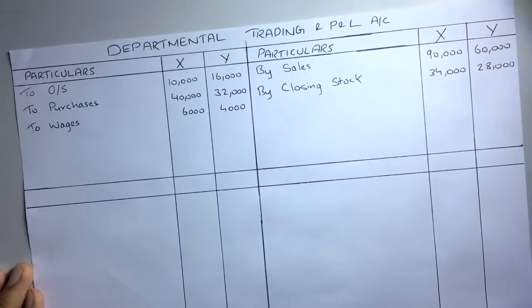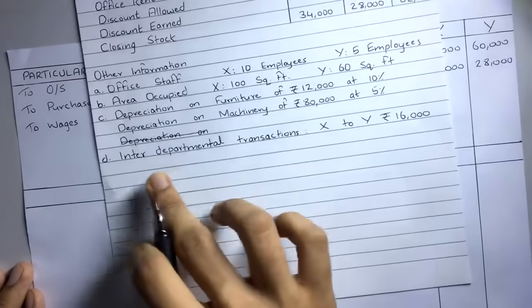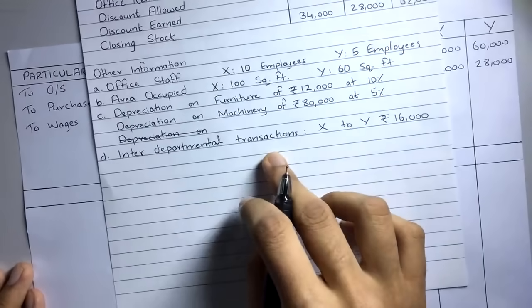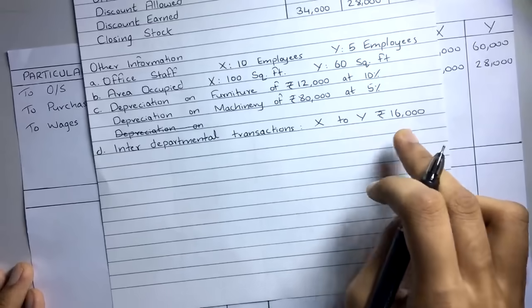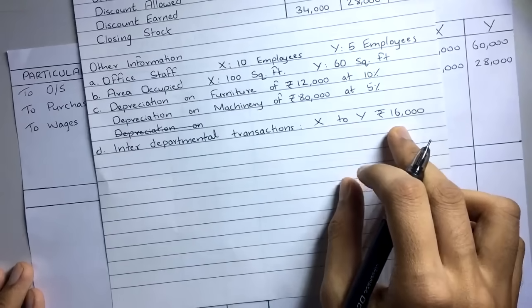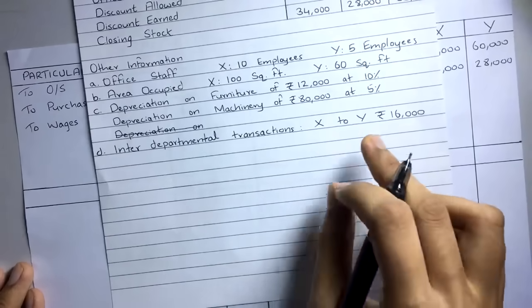And then they have told us that there are interdepartmental transactions. There is an interdepartmental transfer from X to Y of 16,000. So X has sent some goods to Y.